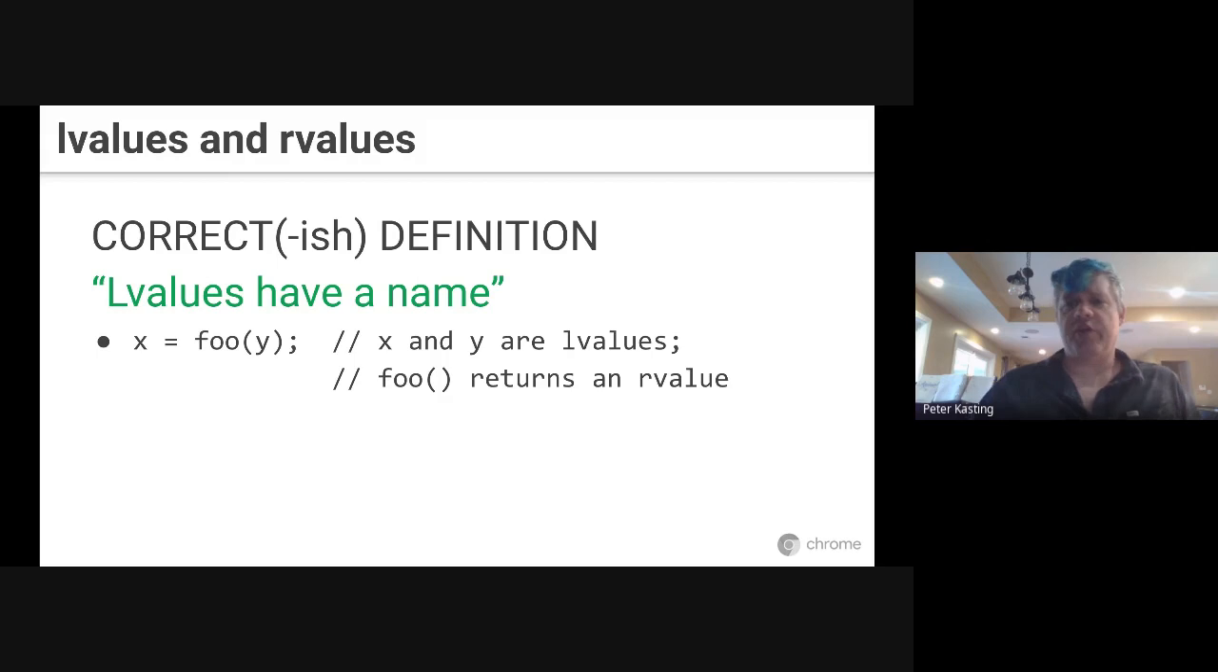So the correct-ish definition, which a couple people did say, is basically lvalues have a name. So if we call x equals foo of y, x and y both have names, namely x and y. So they're lvalues. foo of y returns something here, but it's not named. It's just used to write into x. So the return value of foo in this case is an rvalue.